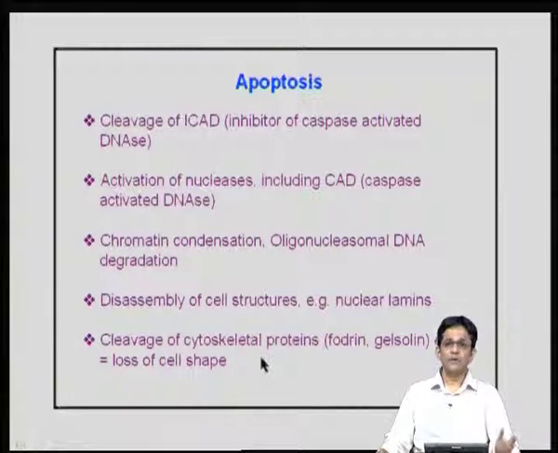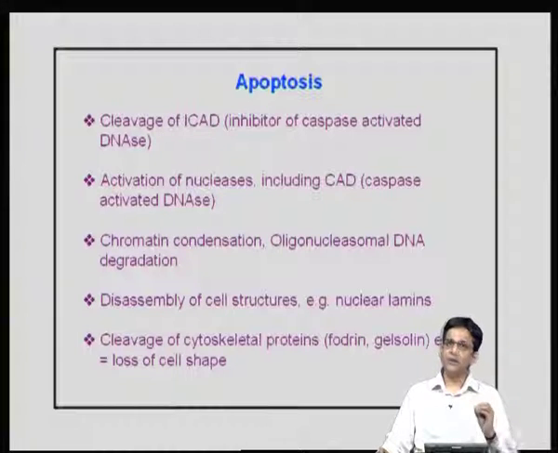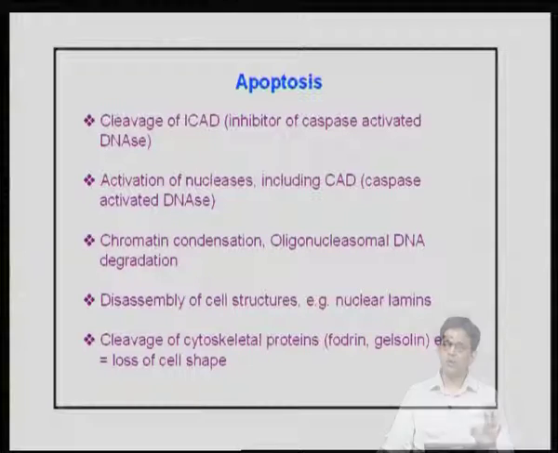And you have cleavage of cytoskeletal proteins, fodrin and gelsolin, and it results in loss of cell shape. So you can see there are different processes occurring. First, the genomic DNA is damaged because of activation of these DNases, and this affects chromatin condensation. Apart from the mitochondrial problems where you have outer membrane permeabilization, the nuclear lamins are affected, and as a result nuclear integrity is lost. And you also have problems with cytoskeletal proteins, which affect cell shape.